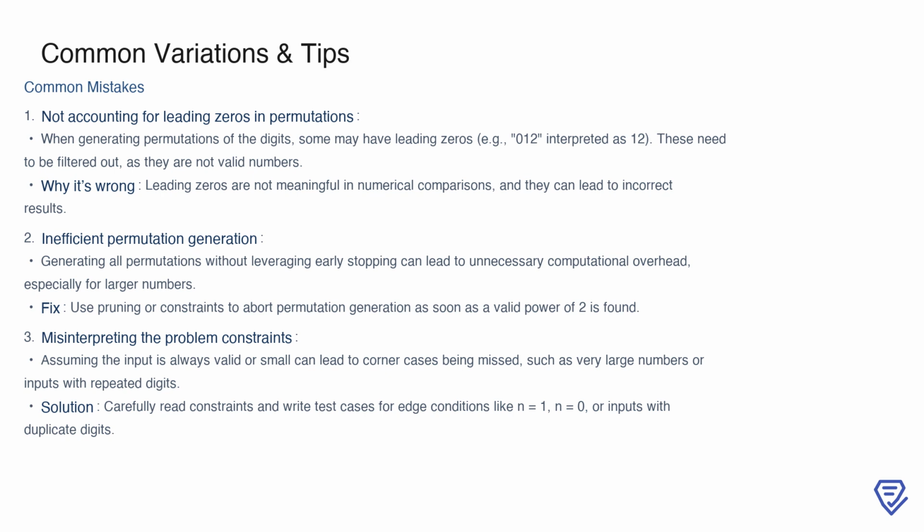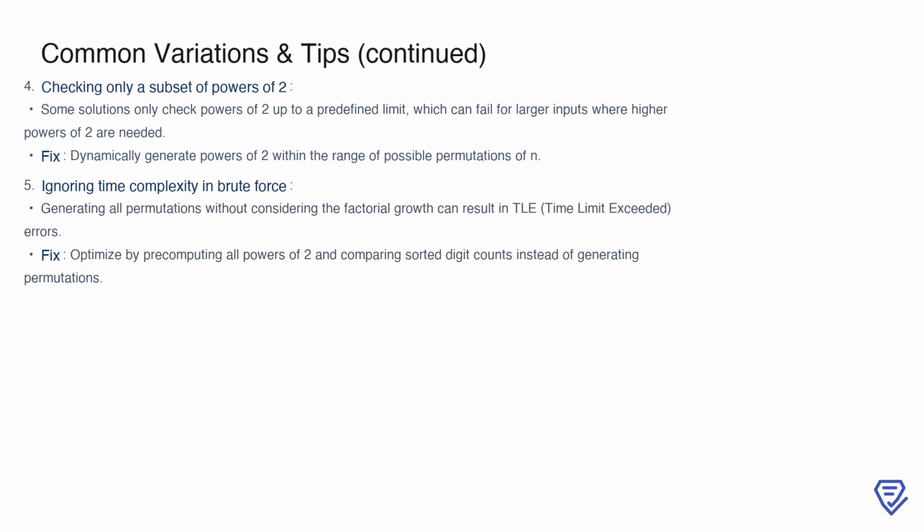For instance, assuming the input will always be small or simple can cause failures when dealing with large numbers or inputs with repeated digits. Carefully reading the constraints and testing for edge conditions, such as n equals 1, n equals 0, or numbers with duplicate digits, is critical for creating a robust solution. Another common issue is checking only a subset of powers of 2. Some solutions set an arbitrary limit on the powers of 2 they consider, which can fail for larger inputs. Instead, you should dynamically generate all powers of 2 within the range of possible permutations for the given input.